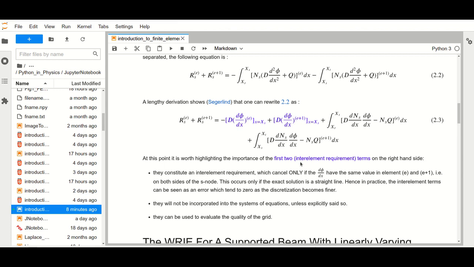These two terms are useful for certain circumstances, but they are considered normally as an error term, and simply are neglected because they become smaller and smaller the finer grid we use. So we will concentrate on these other terms here, this one and this one below.